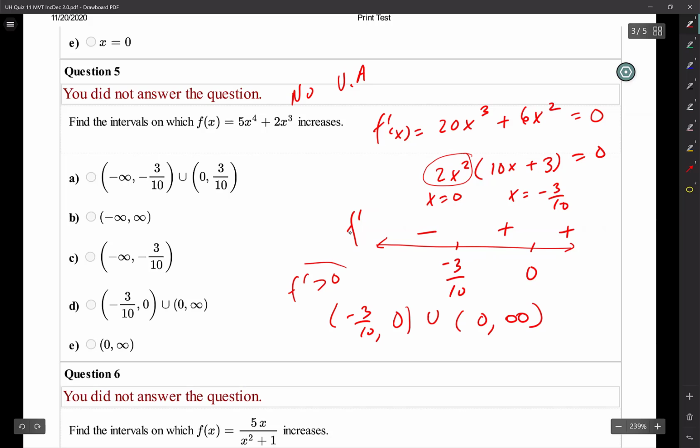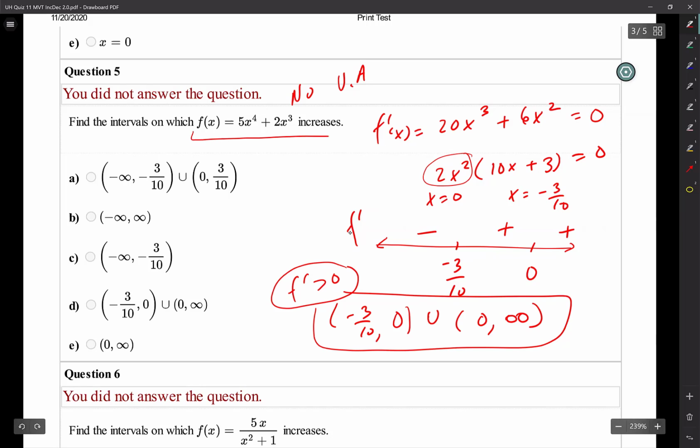If they would have said, where is f prime positive? This would have been an answer. They do not say that. What do they say? Where is f increasing? F is increasing from negative 3/10 all the way to infinity. So we have to be careful how they ask.